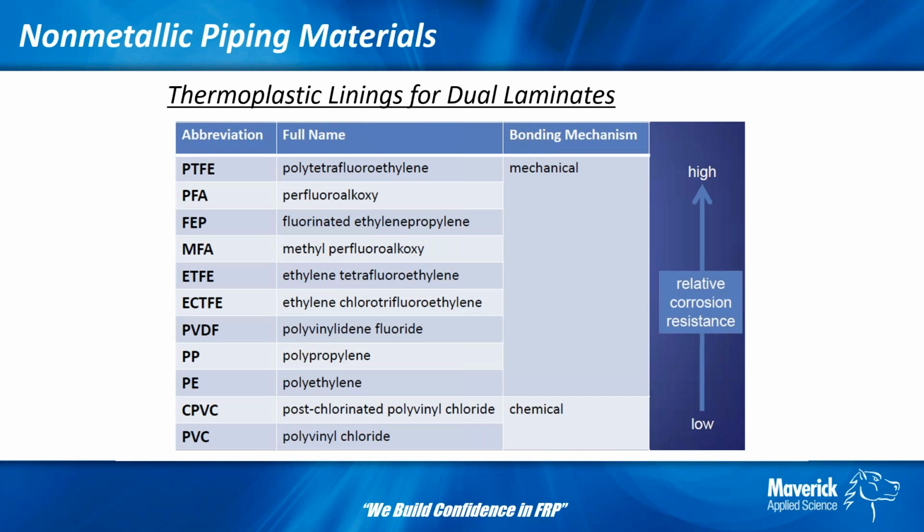Sure. Okay, let's answer one more question before we let everyone go. How are the vastly different thermal expansion rates handled in dual laminate piping systems when the thermoplastic liner is typically going to be significantly hotter than the fiberglass structural cage?